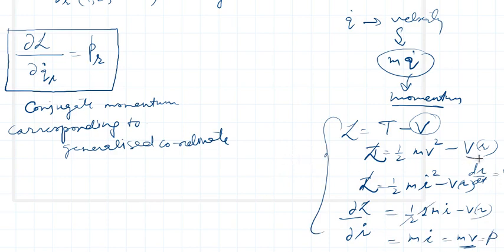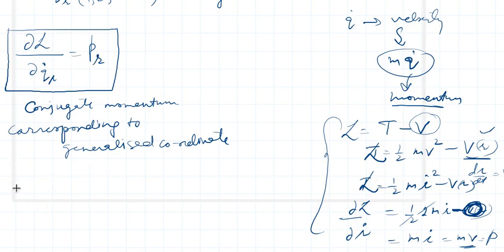Because in general the potential depends upon r, its derivative with respect to velocity comes out to be 0. That's why it is a momentum. It is equivalent to momentum. That means it gives us the idea to express the Lagrangian in terms of momentum.